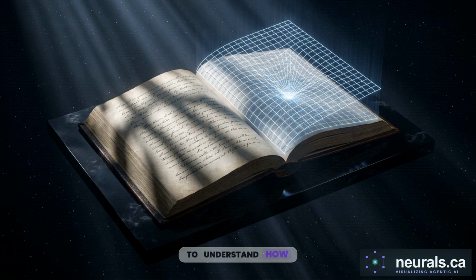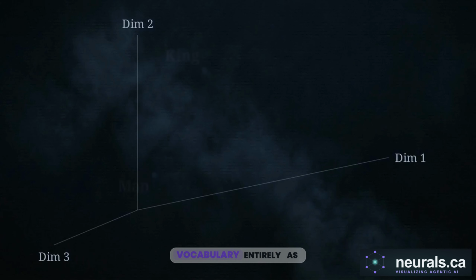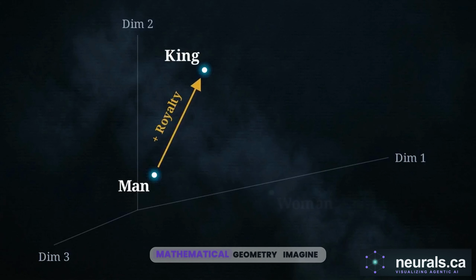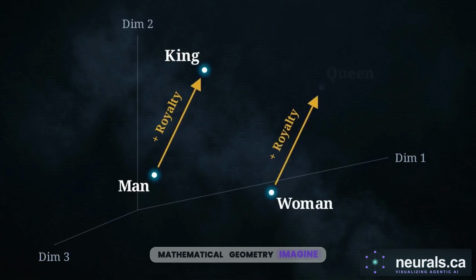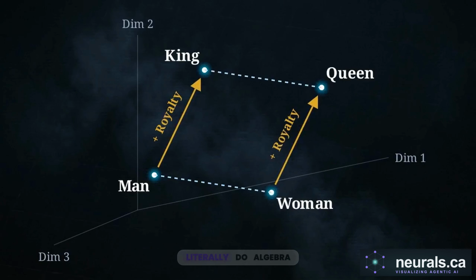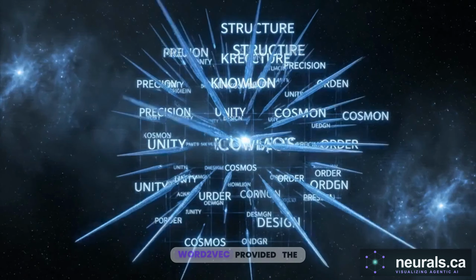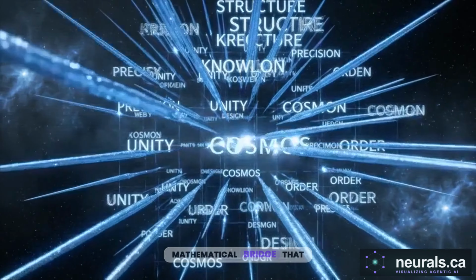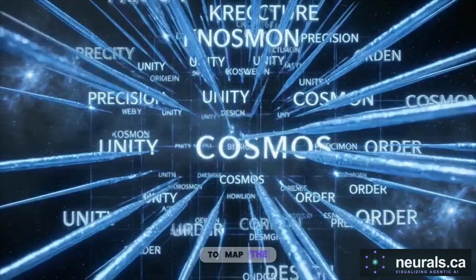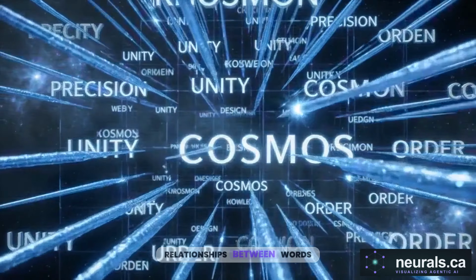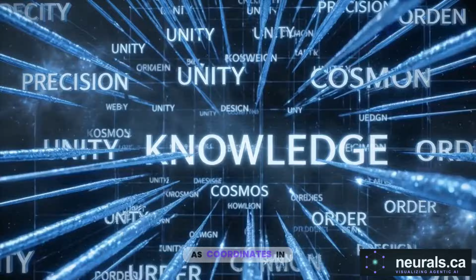To understand how it operates, you have to imagine stripping away the poetry of human language and treating vocabulary entirely as mathematical geometry. Imagine a space where you can quite literally do algebra on words. Before this architecture, machines treated text as isolated, arbitrary symbols. Word2Vec provided the mathematical bridge that allowed neural networks to map the relationships between words as coordinates in a spatial field.